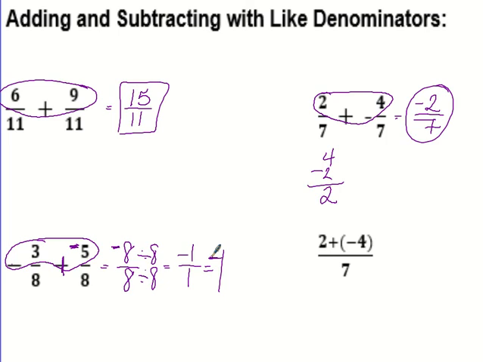All right, the last one is a little tricky. It doesn't really look like a fraction problem. This can be broken up as 2 over 7 plus negative 4 over 7. And if you see, that's actually the exact same problem as up above. And so we get negative 2 over 7.